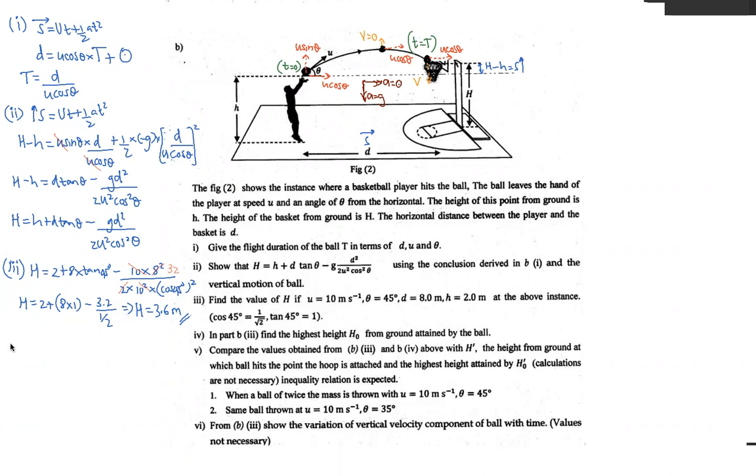Good. Roman 4. In part B3, find the highest height, capital H naught, from the ground attained by the ball. Oh, I think we have done so many such questions in our class. Can you remember?